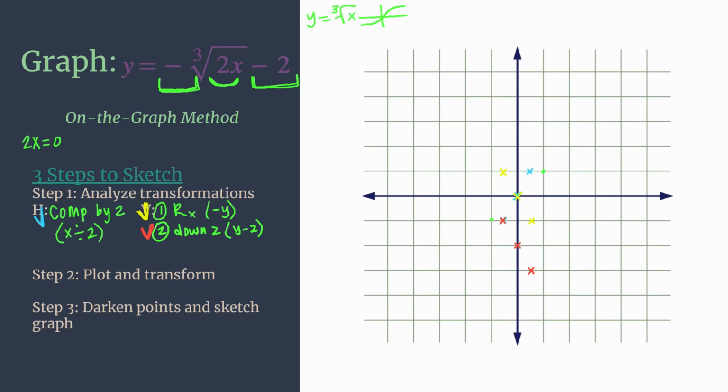Darken these final points, so these red x's, these are your finished points for the graph of y equals negative cube root of 2x minus 2. And we can sketch in the graph. And it's helpful to know here that we did reflect. So looking at the parent graph, you can see that this final red graph has been reflected over the x-axis. All right, so that was how to graph a transformation of a cube root function using the on the graph method.